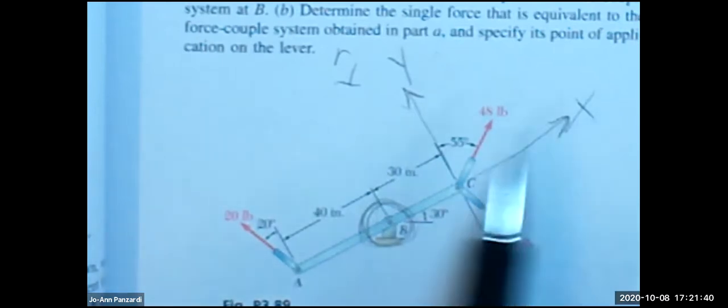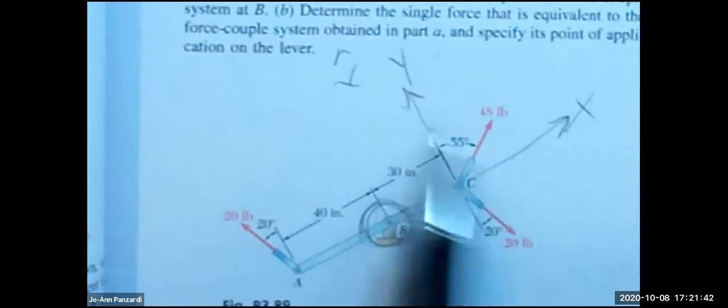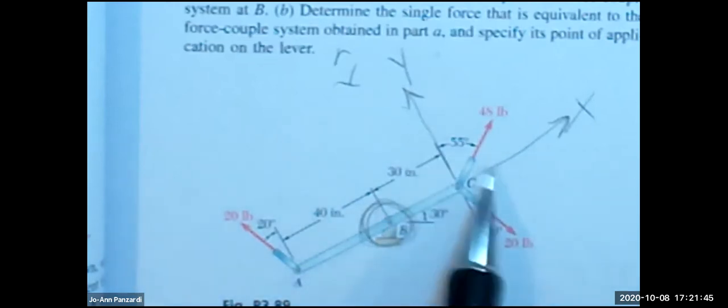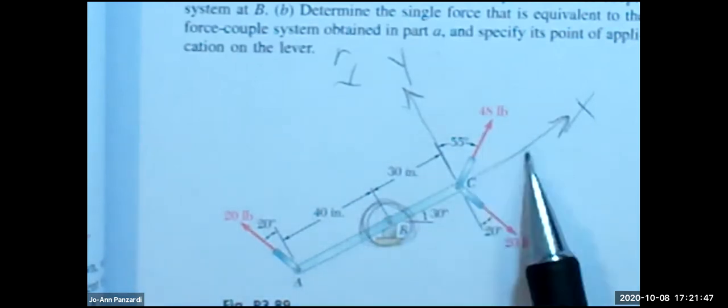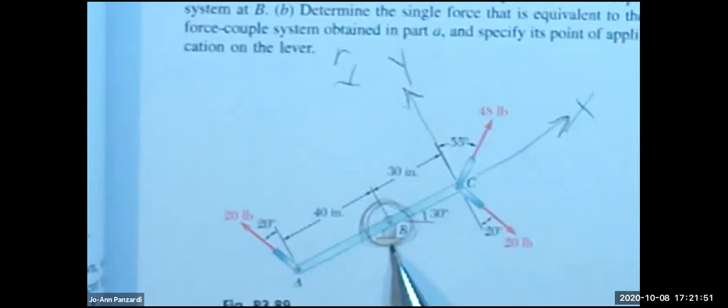And then you guys decided to rotate the X and Y axis so that one of the components, the X component of 48, doesn't create a moment about B. So now go ahead and find the resultant force and the resultant moment at point B.